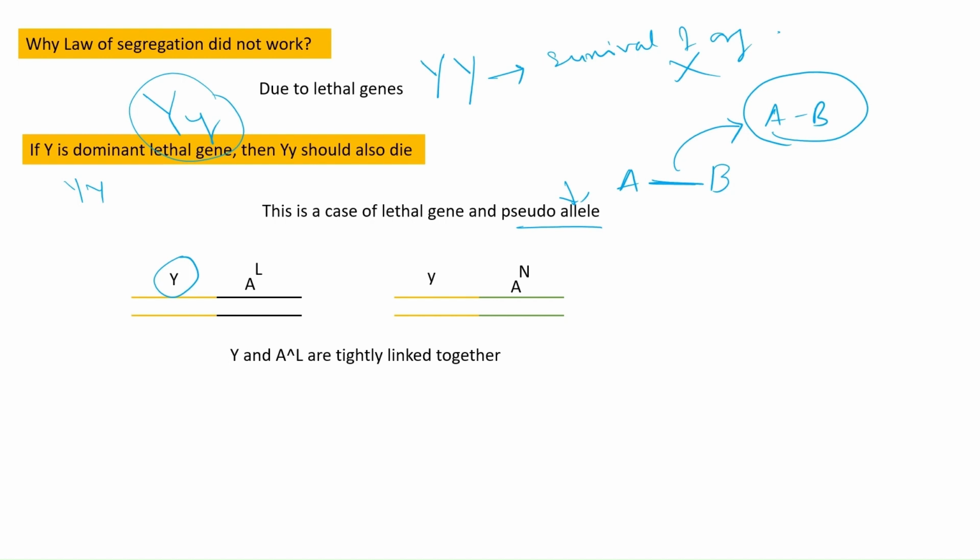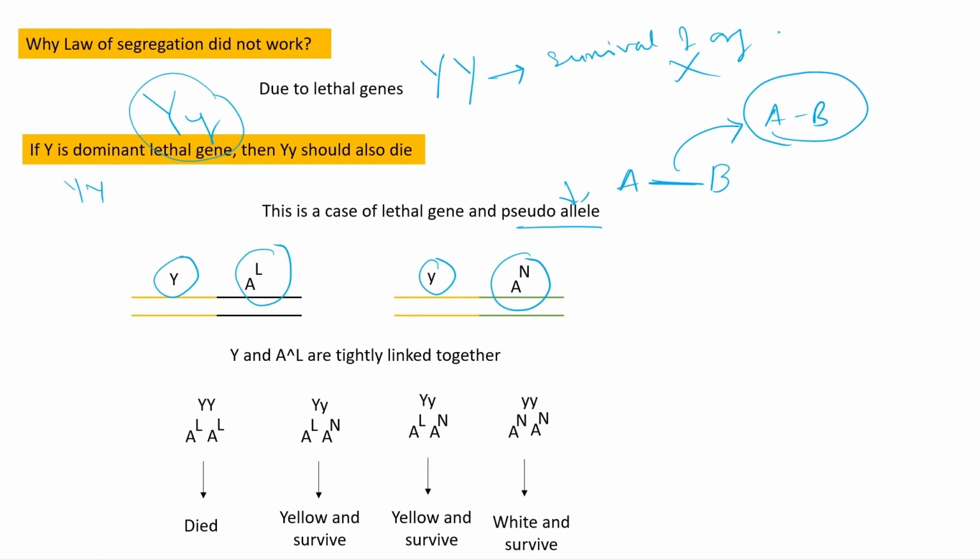Y is only responsible for coat color. There is a separate gene for the lethality, and both these genes are very tightly linked together. Capital Y is linked with the lethal gene, and small y is linked with the normal alternative of this lethal gene. So if we see capital Y AL, because capital Y is linked with the lethal allele, this mouse will die. Capital Y small y, so one lethal gene, one normal gene: it is surviving, with yellow color because of capital Y.